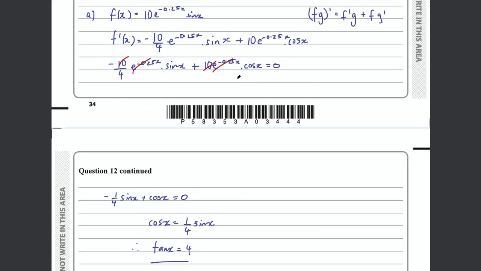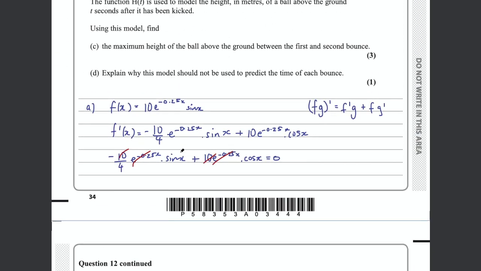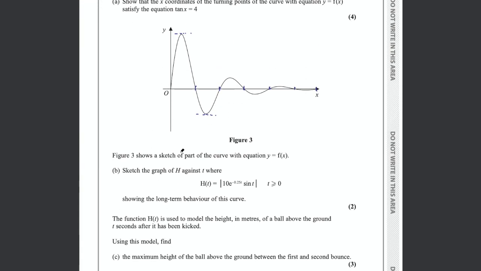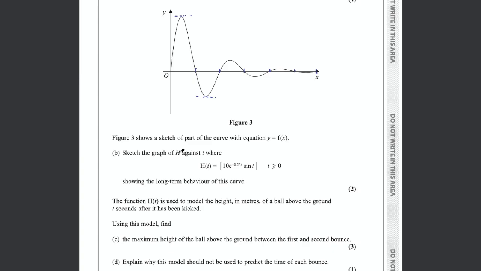It should not be used. Why it should not be used? Because the time between each bounce is not decreasing. Okay, and you can elaborate on that as well if you'd like. So that was 1 mark. Total for question 12 was 6, 7, 8, 9, 10 marks.